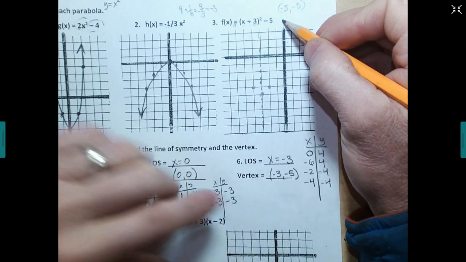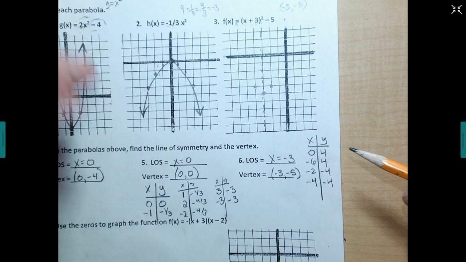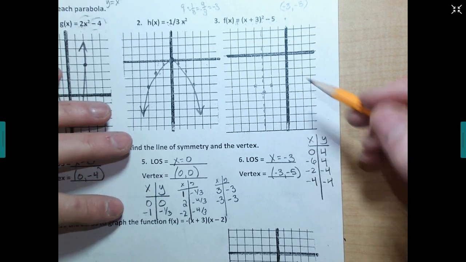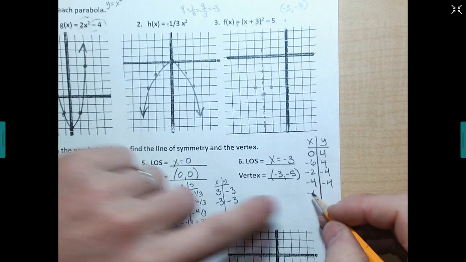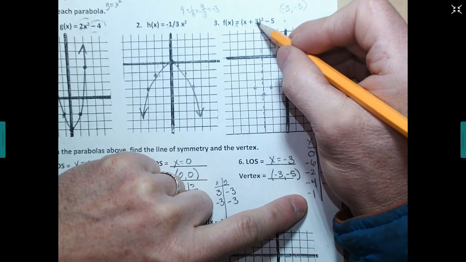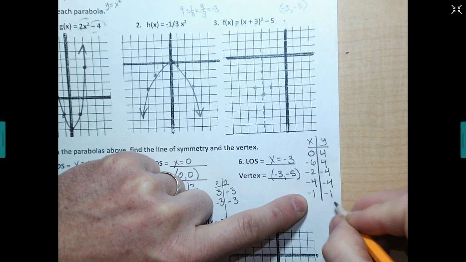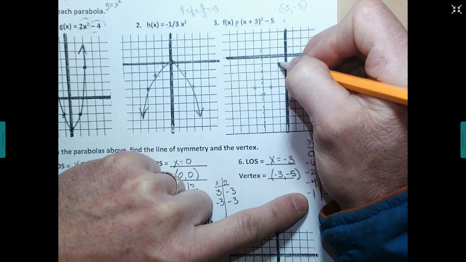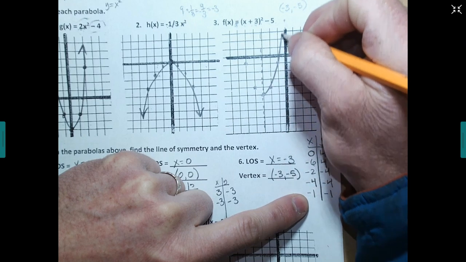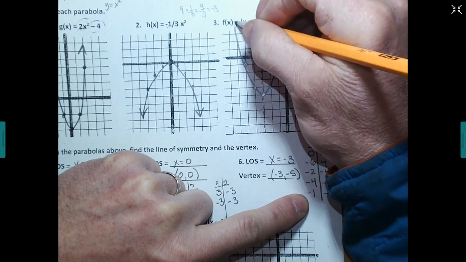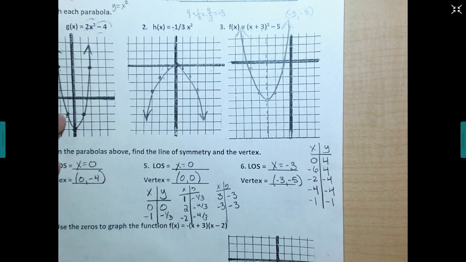So I'm going to say that's enough points to get your graph. Those are only 4, but then you have your vertex, so 5 points. I'm going to go ahead and just show you one more. I'm going to do negative 1, and then we know it's going to be symmetrical. So negative 1 plus 3, that's 2. 2 squared is 4, minus 5 is negative 1. So negative 1, negative 1. There's my graph. There's my line of symmetry right there, and there's my vertex.